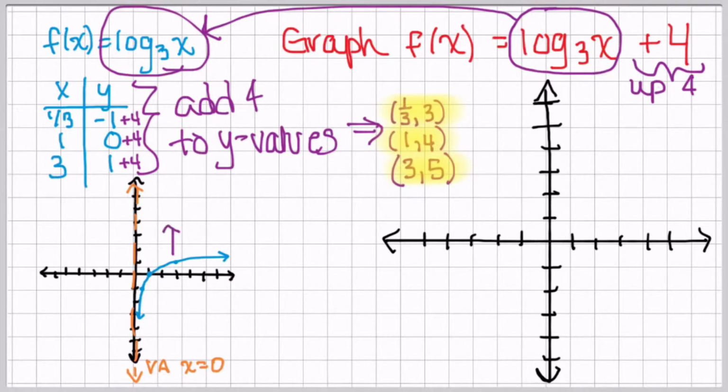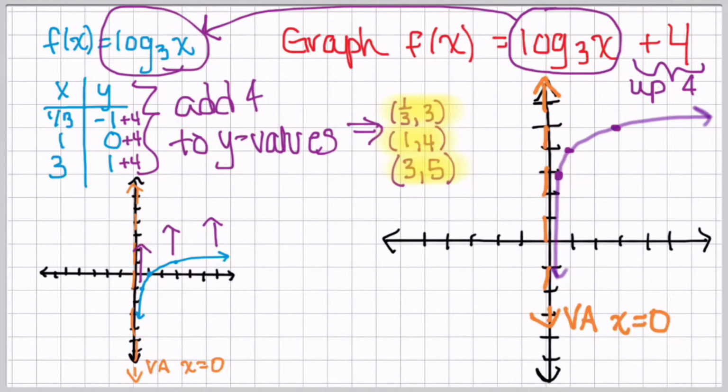Before we do that, I just want us to recognize that we should end up with a graph that's just shifted up 4 units from our original graph. And again, the vertical asymptote still remains at x equals 0. If you shift a graph up or down, it does not change the vertical asymptote.